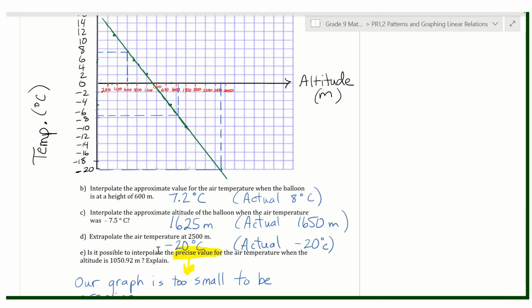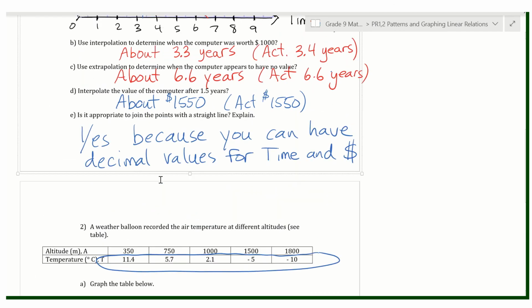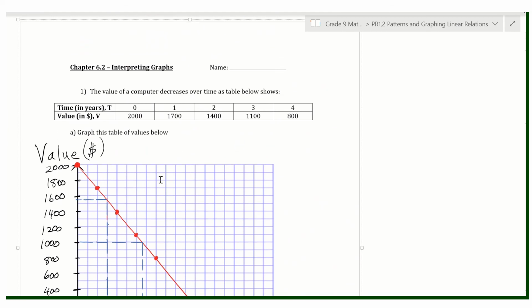Right now, it looks like 1050 is somewhere like between 0 and 1. It could be like 1 degree, right? But I can't really tell because my graph is too small. So with precision, it should be bigger. Okay. So anyway, that's my lesson on interpolating and extrapolating, or in other words, interpreting graphs, chapter 6.2.